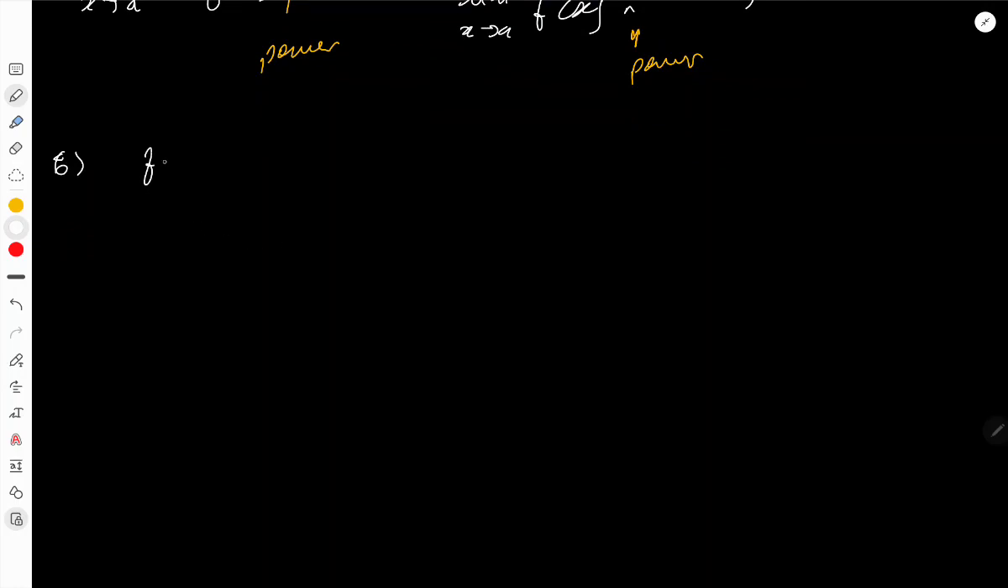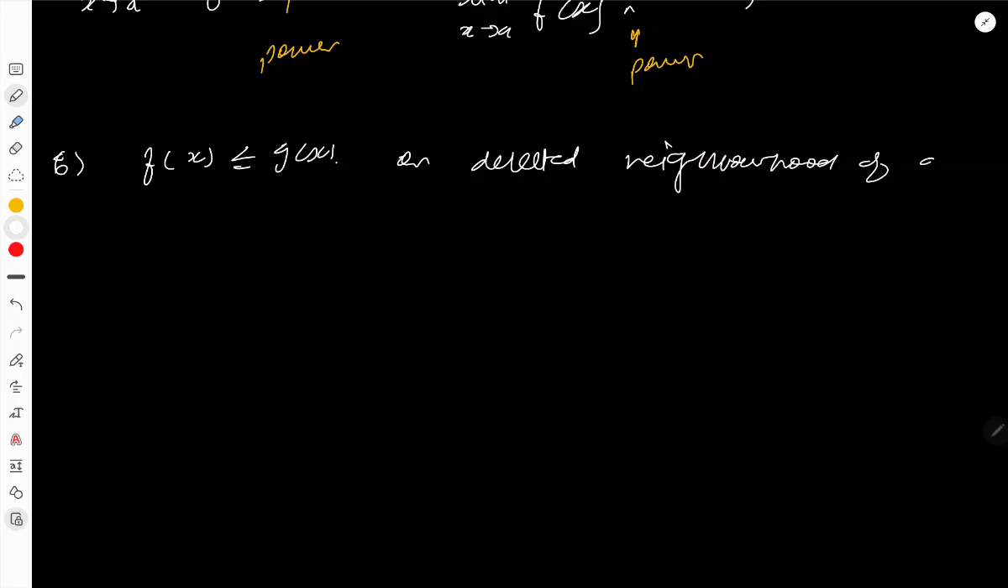And now if it is said that f of x is less than or equal to g of x on a deleted neighborhood of a, then limit x tends to a of f of x would be less than or equal to limit x tends to a of g of x.